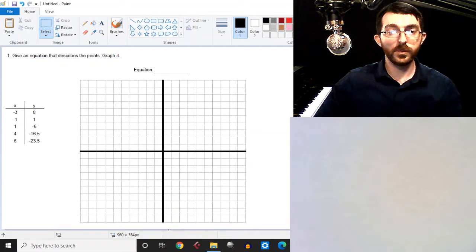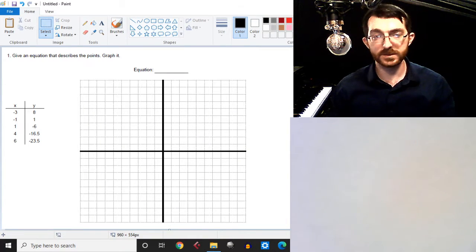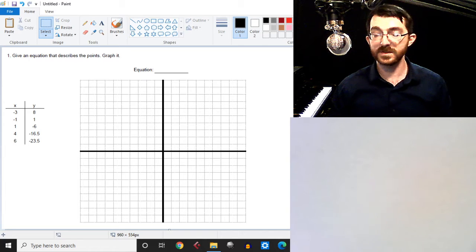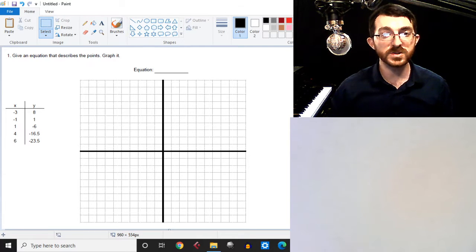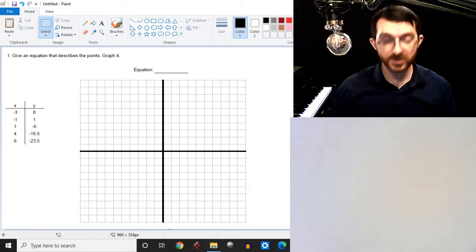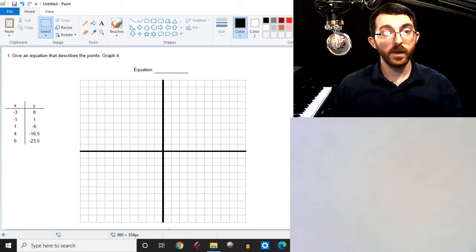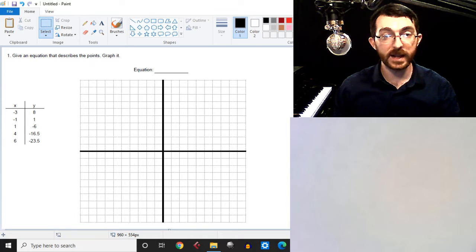I'm going to work through one of these practice tests so you can see how it's done. Nice and slow, every step shown. Starting out with number one, give an equation that describes the points, graph it. Well, first thing that we need to do is to find the slope of the line that connects those points.